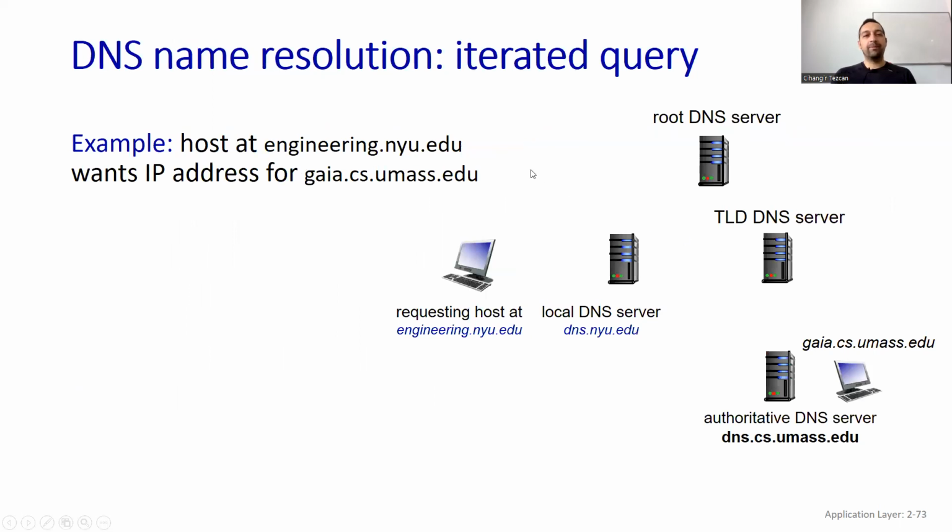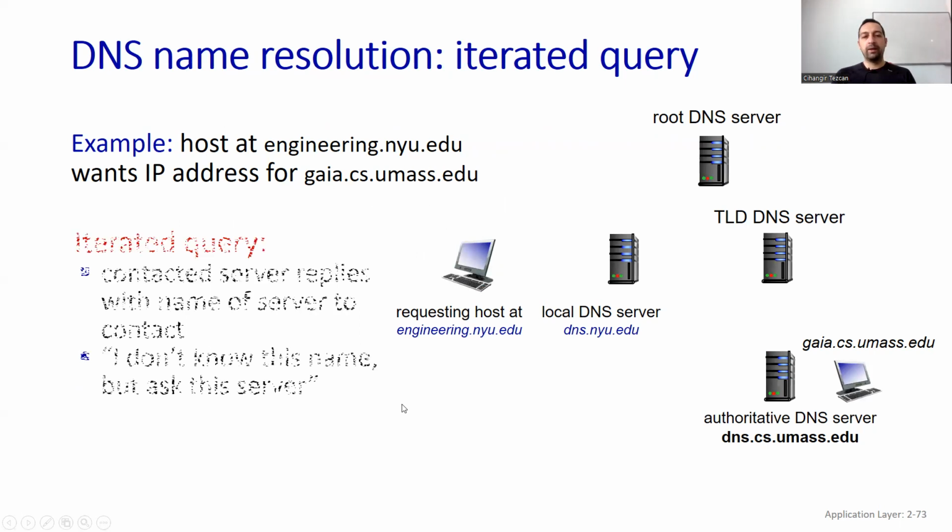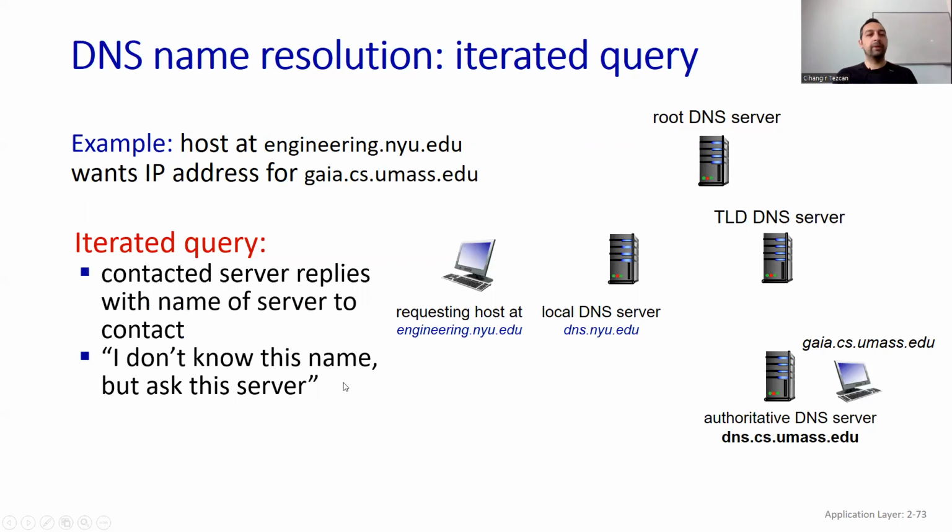So here's an example. This is the iterated query solution. A host at a university wants the IP address for another university in another country. In an iterated query, the contacted server replies with the name of the server to contact. It is something like this: you ask a person and they say, I don't know the answer, but this person might have. Okay, so this is the iterated query.